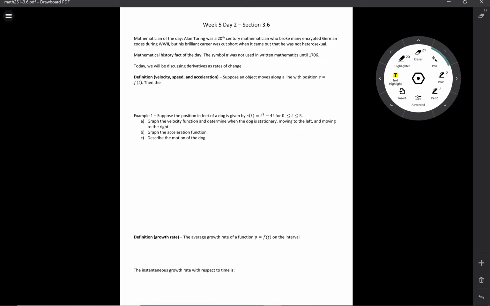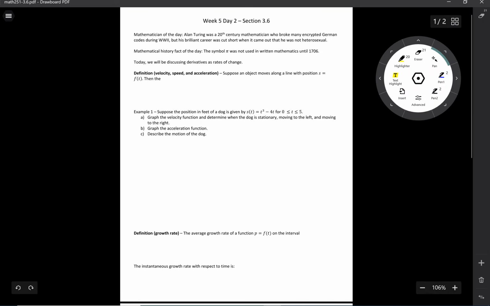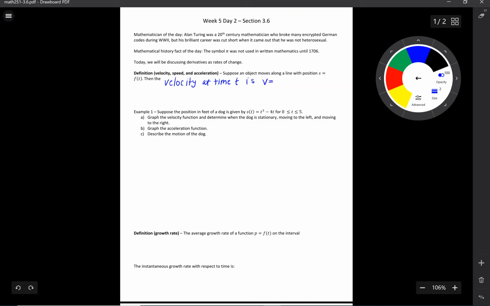So suppose an object moves along a line with position s is equal to f of t. Then the velocity at time t is given by v equals the derivative of s, which is our position, or f prime of t, since we have s equals f of t. So if I'm given a position function, the velocity is simply the derivative of that position function.